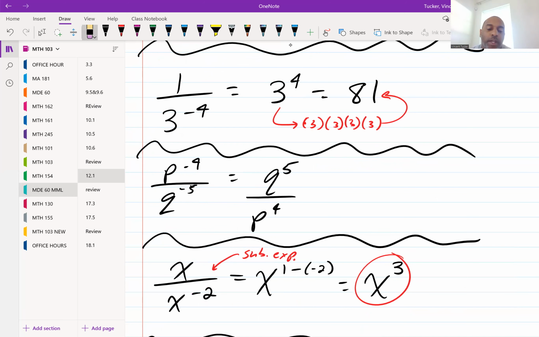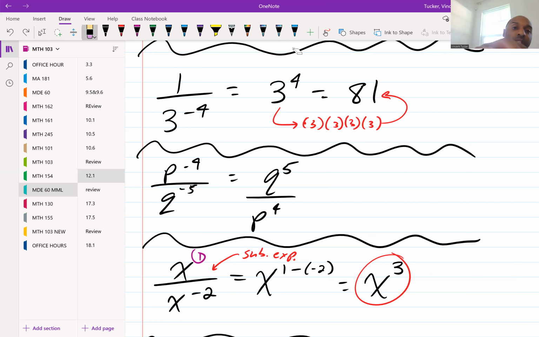All right, next one, x over x to the negative second power. Once again, if all you see is that variable with no number, assume there's a 1 there. And whenever you're dividing your variables, you're going to subtract your exponents. So don't forget to make sure you don't leave out a negative.